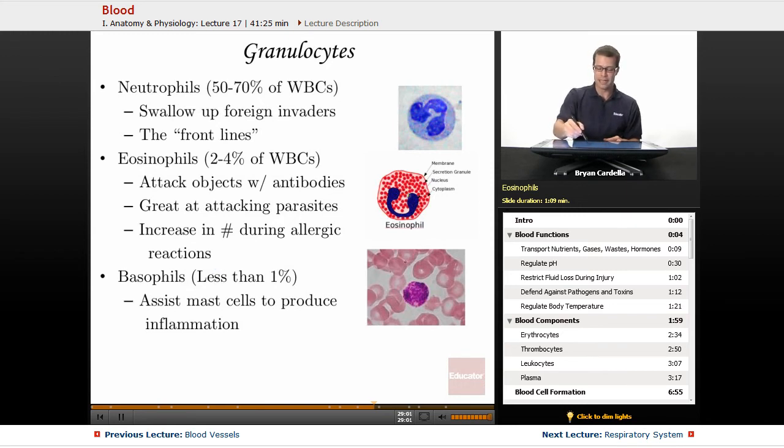You can see that in each of these pictures, they have this weird thing going on in the middle. It's called a multi-lobed nucleus. It's like a nucleus with a few different sections. Neutrophils oftentimes will have many lobes. Eosinophils classically have a bilobed or two-lobed nucleus. And then basophils, the smallest percentage of granulocytes, assist mast cells in producing inflammation, expanding blood vessels in an area, and that is a classic response when you have an infection or damage to an area.